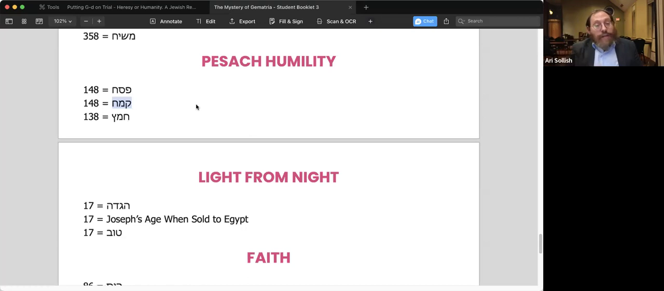What's chametz? Chametz is leaven, and you would think maybe it would be a larger number. It's actually a smaller number than Pesach and Kemach. Chametz is actually 138. Ches is 8, Mem is 40, Tzadik is 90. So 90 plus 40 is 130, plus 8 is 138. So it's less than Pesach. It's less than Kemach.